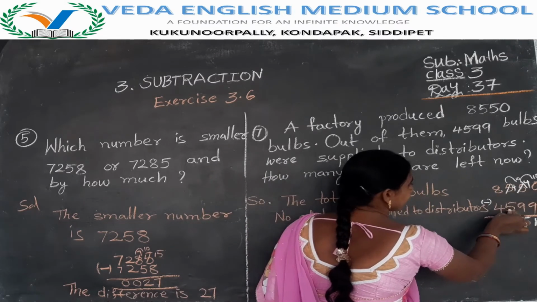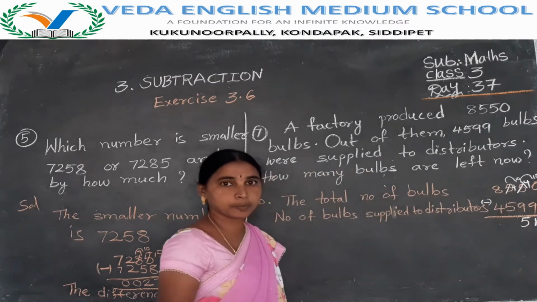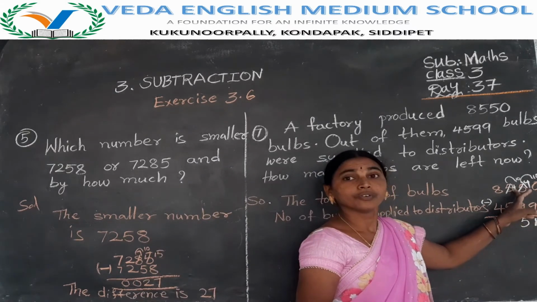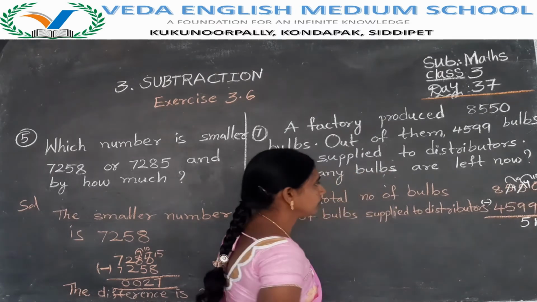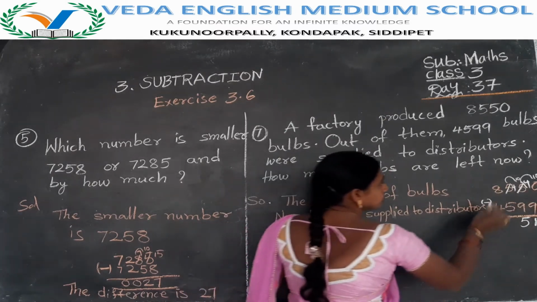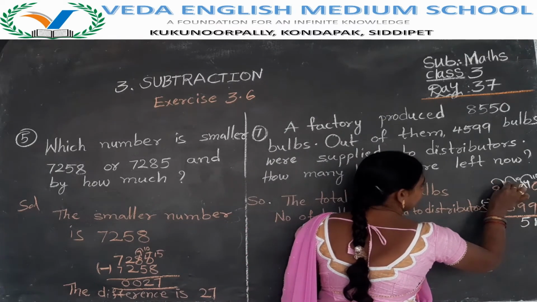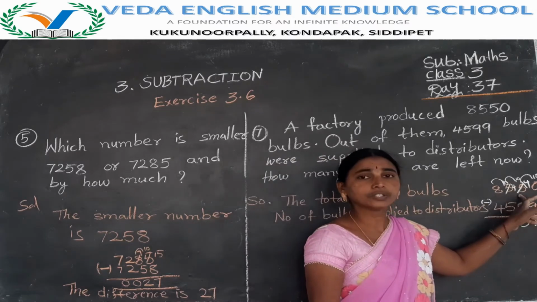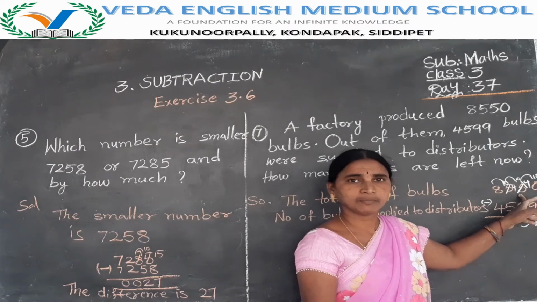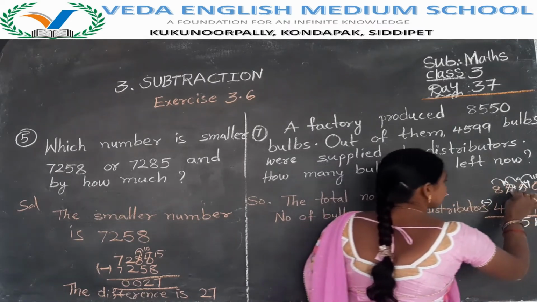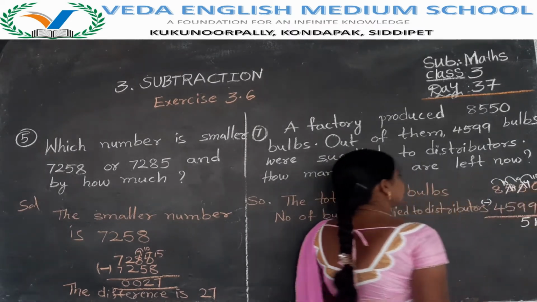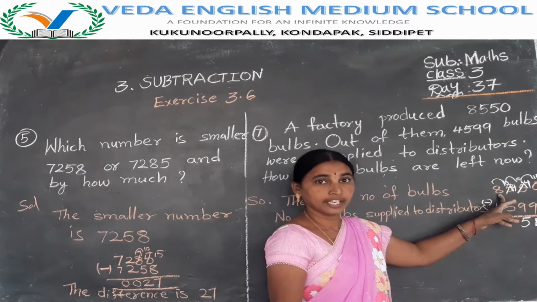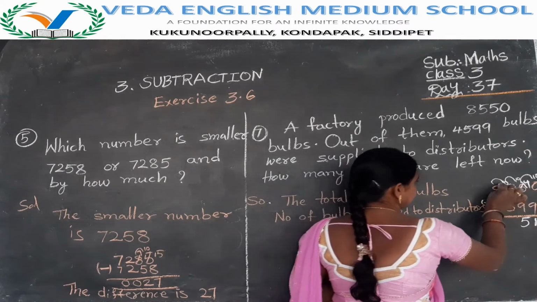4 minus 5. Here also not possible. 5 is greater than 4. So not possible. Now take a borrow from the thousands place to the hundreds place. So now take 4, making 14. 8 plus 4? 14. First of all here 8. 8 becomes 7.